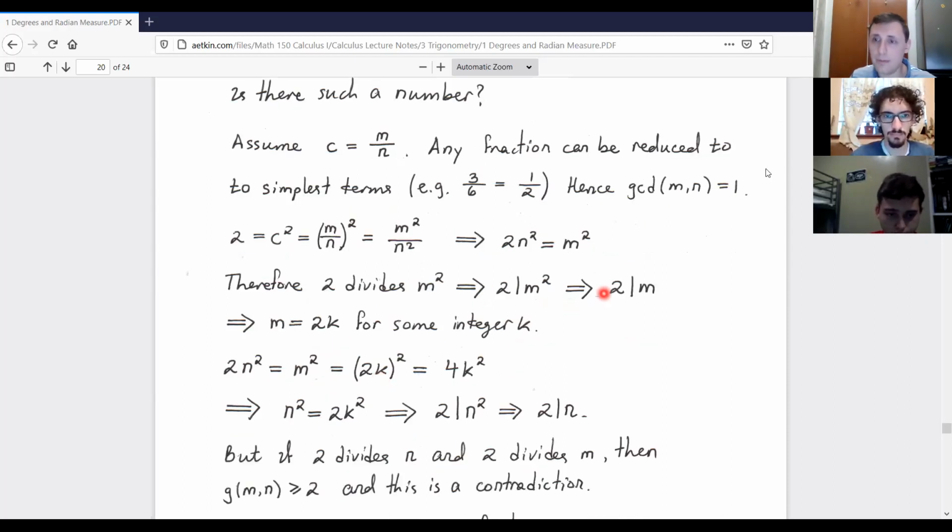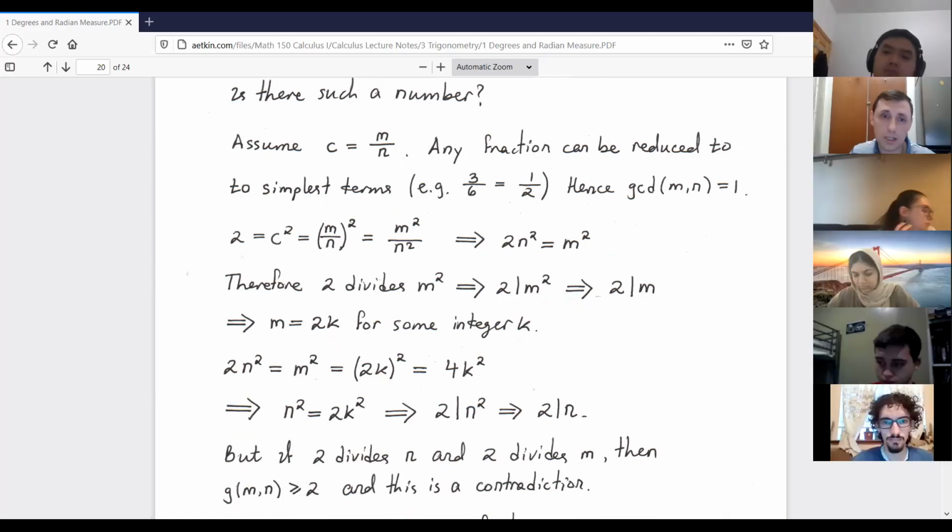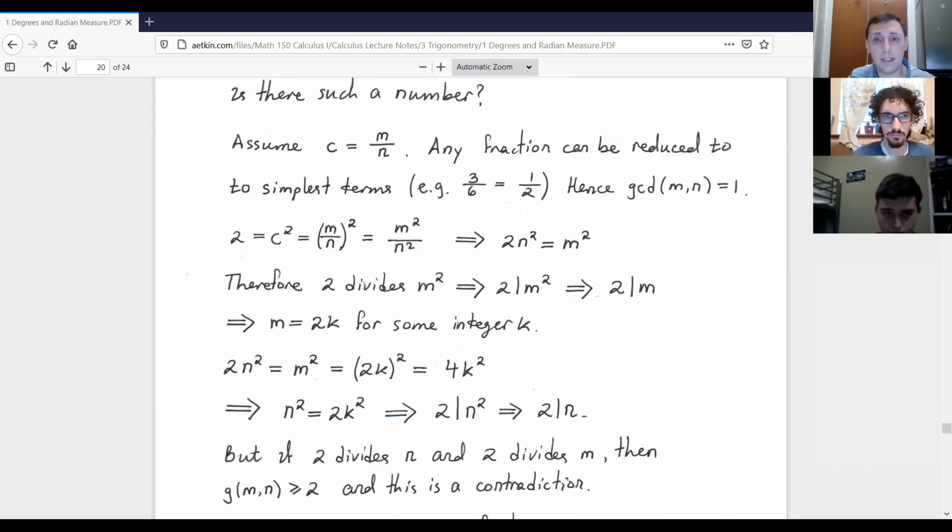Good. I am worried a little bit, guys. Do you understand me? I'm saying something simple, but maybe you still don't understand me. I'm not sure how much you understand about division or such things. So 2 dividing m squared must imply that 2 divides m. It's true about prime numbers always.